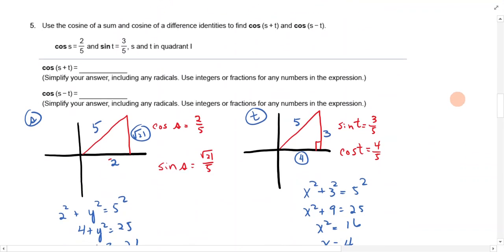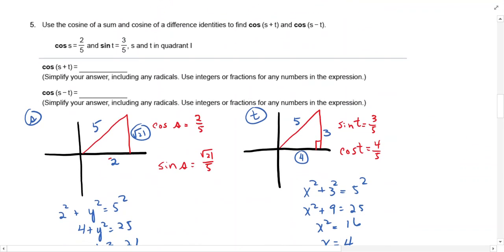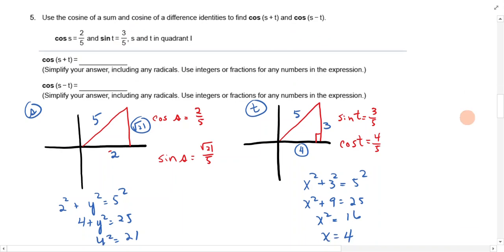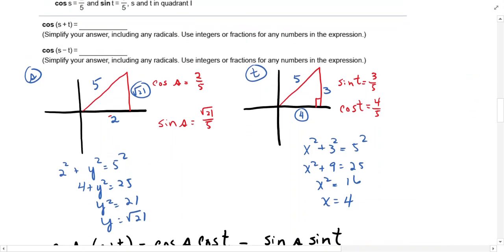Number 5, use the cosine of a sum and cosine of a difference to find, and this is that last kind of problem that we did. So we have cosine s is 2/5 and sine t is 3/5. They're both in quadrant 1. So when I did it, I drew s is here and t is here. They're both first quadrant. That means everything's positive. Cosine s is 2 over 5.